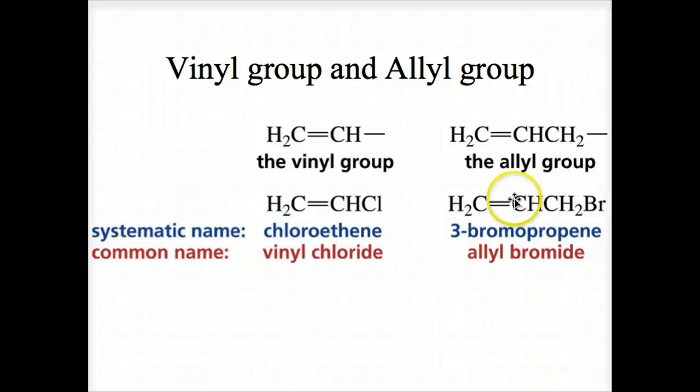we have 3 carbons, and the bromine could be on number 1, number 2, or number 3. In order to have the double bond numbered 1 and 2, the bromine has to be on 3. But in chloroethene, there are only 2 carbons, and they will be 1 and 2. Chlorine is assumed to be on the number 1 carbon, so we don't indicate that in the name. Okay, let's look at the next slide.